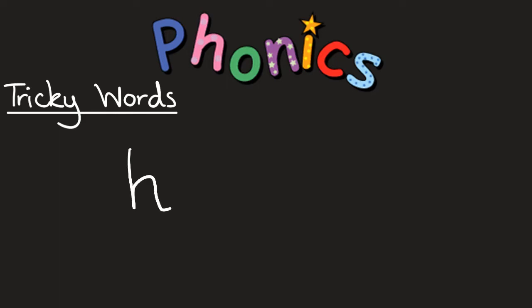It's got an H, an A, a V, and an E. Do you know that word? It's really tricky. It's called have. You say it. Well done. Have. You do it again. Have.